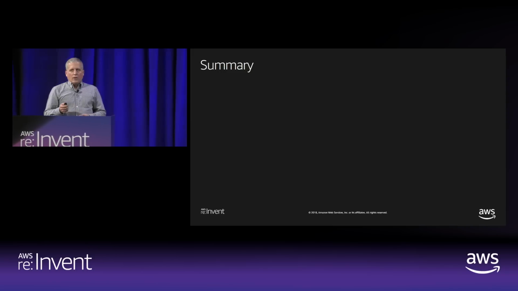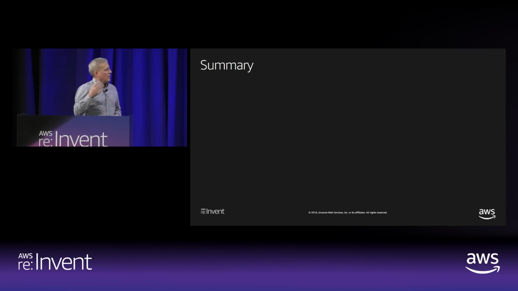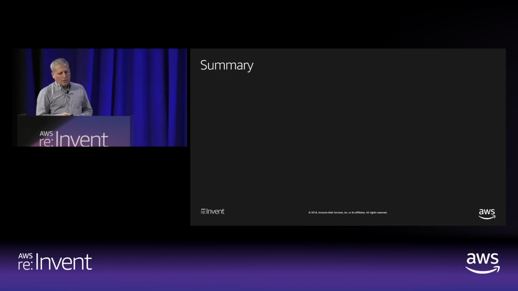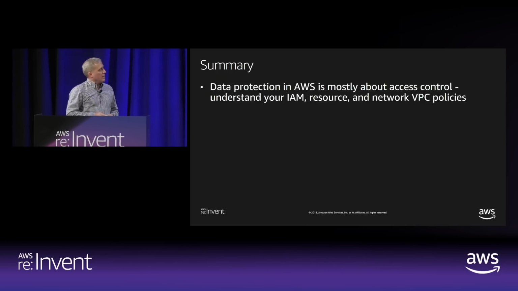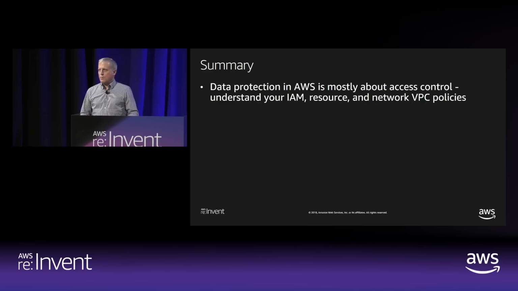So, trying to summarize kind of where Peter started with the access control on the resource itself, the network layer, how you combine some of that, how you think about the encryption of this information. It really does come down to access control policies. You don't get to worry about physical data security in the cloud. We've taken that away from you.